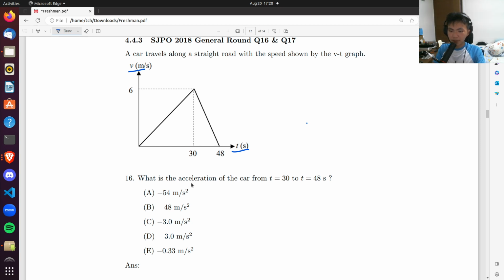So, okay, what's the acceleration from t equals 30 to t equals 40? They basically want us to find the gradient of this velocity time graph in this region. The gradient in this case, we just need to know the two endpoints. We do know the coordinates of the two endpoints. So the change in y is just 0 minus 6, and the change in x is 48 minus 0, right? And that will give us approximately minus 0.333333. And so the answer is E.